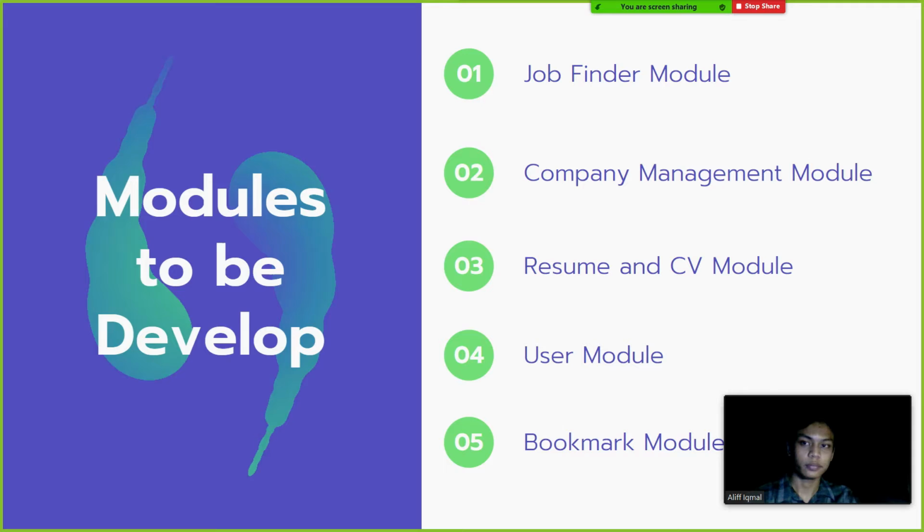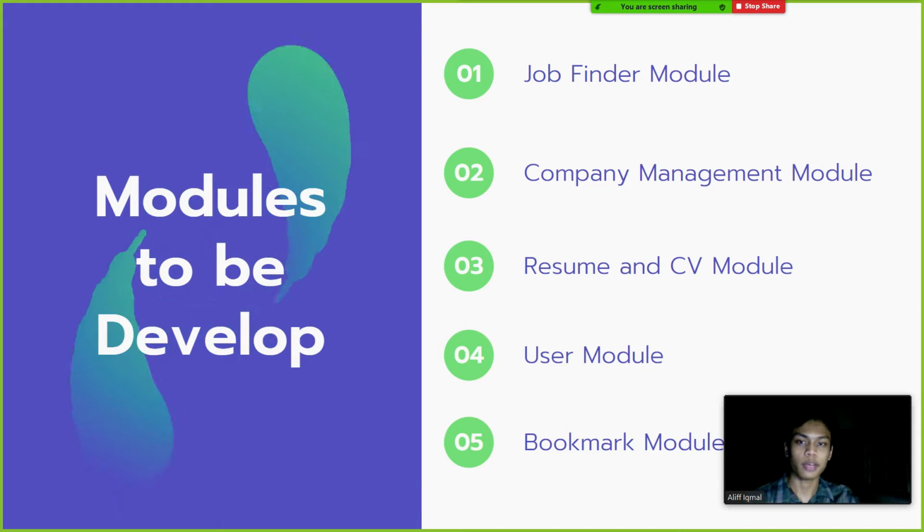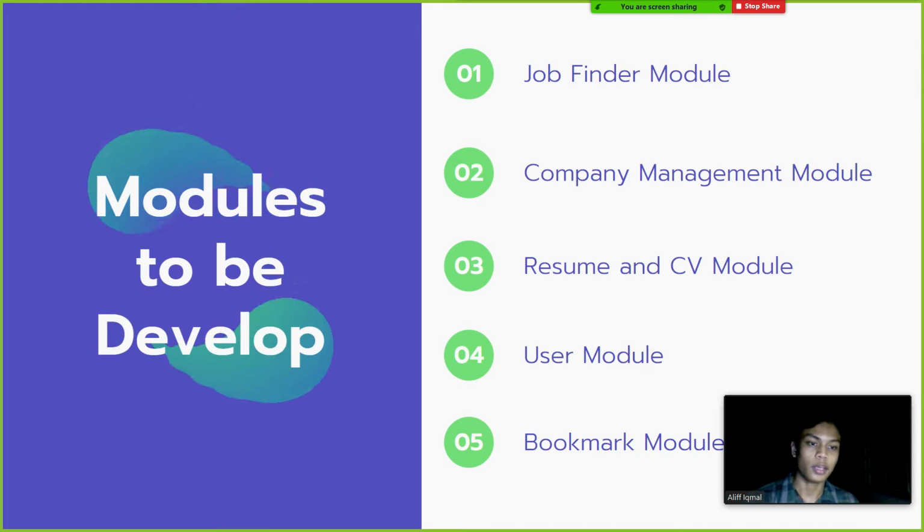Okay. Moving on to the modules to be developed. The first one is the job finder module. This is where my main module is located. This is where the candidate and the company will be posting and applying for jobs. The second module to be developed is the company management module, which is basically a place where the company posts their information and everything before submitting a job.